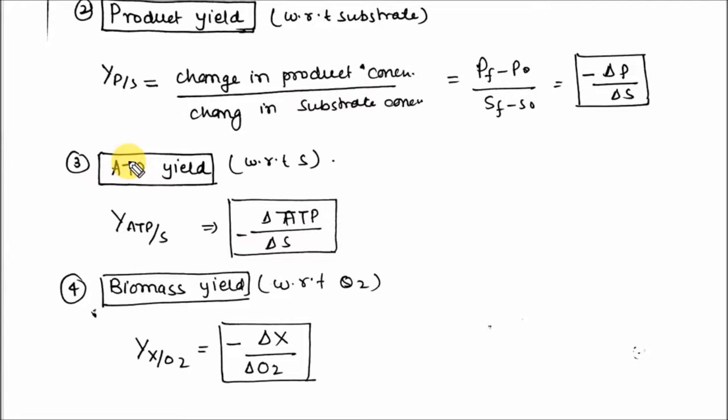The second parameter is product yield. In product yield, you have to mention reference, that is substrate. The product yield is denoted by Yps, that is change in product concentration and change in substrate concentration, that is pf minus p naught divided by sf minus s naught, and you will get this equation: minus delta P upon delta S. Like product yield or biomass yield, there is ATP yield with respect to substrate, you will get Yatps, that is minus delta ATP divided by delta S. For biomass yield with respect to oxygen, here Yxo2 is minus delta X divided by delta O2.